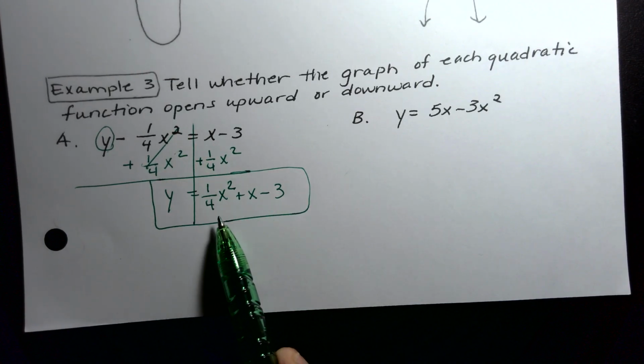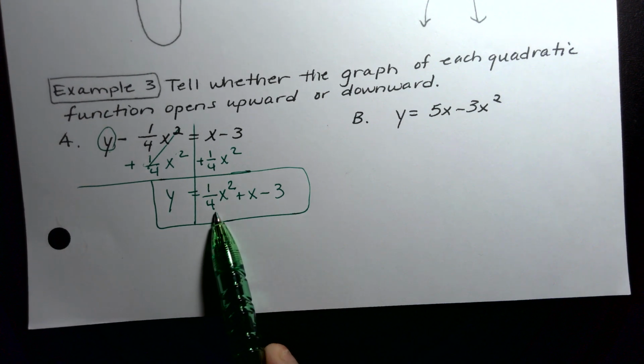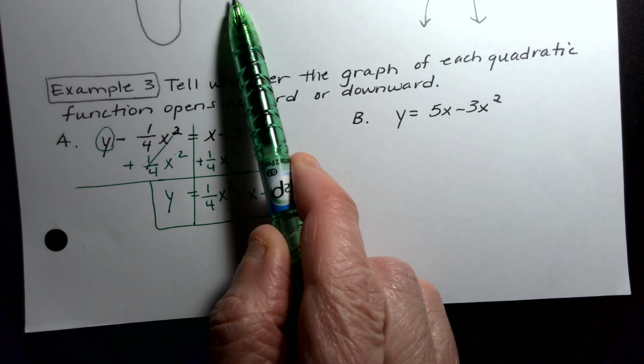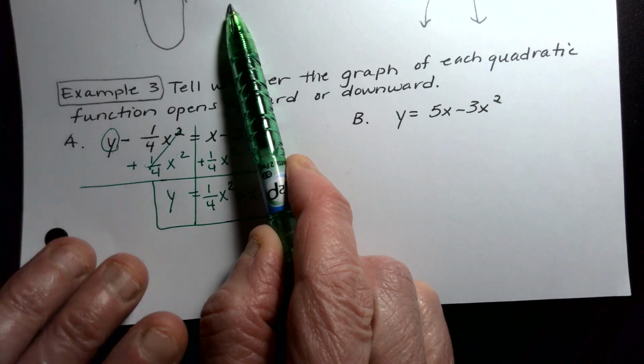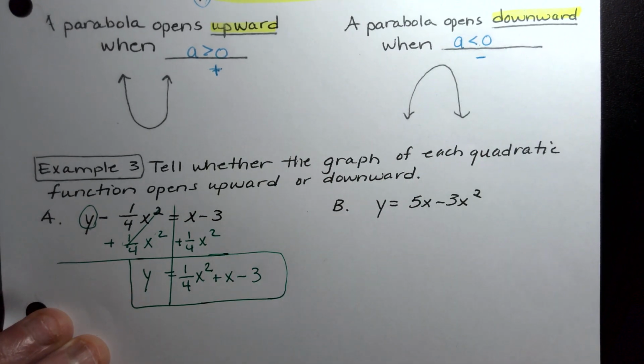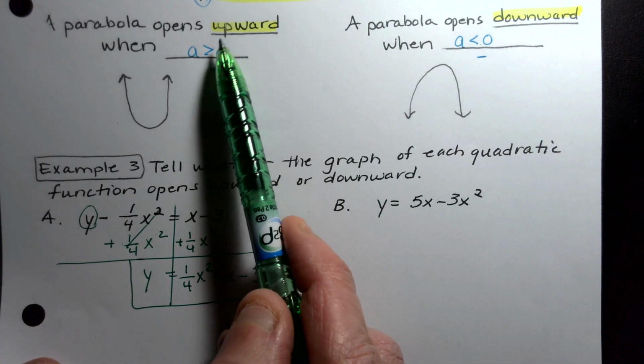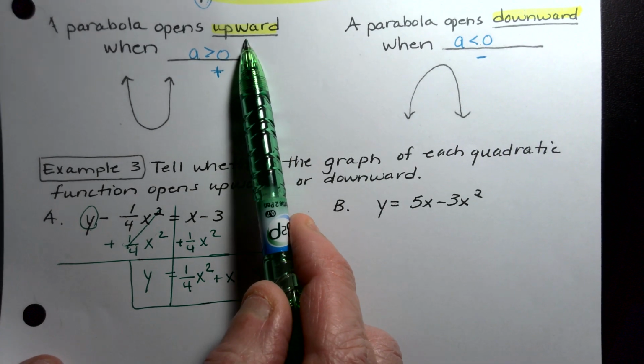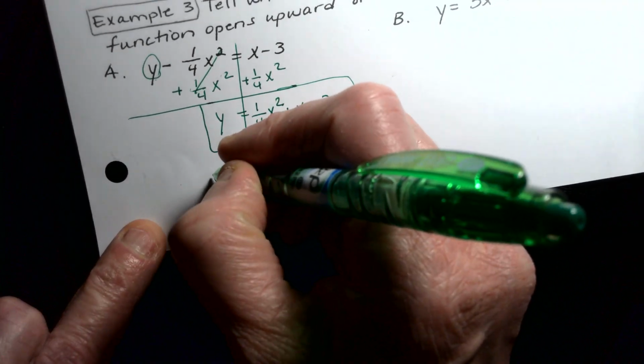So when I do that, I can now look at what is before the x squared. It's 1/4. Is that a positive? Is that something bigger than 0? Or is it a negative? Is it something less than 0? Obviously, it's positive, right? So we know then that this graph is going to open upward.